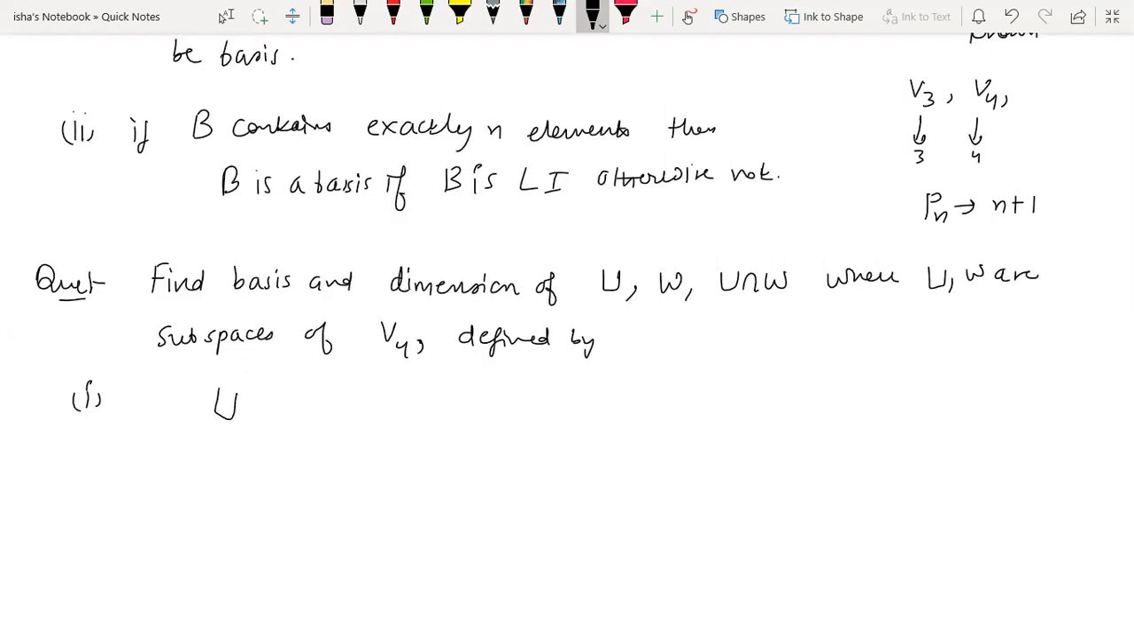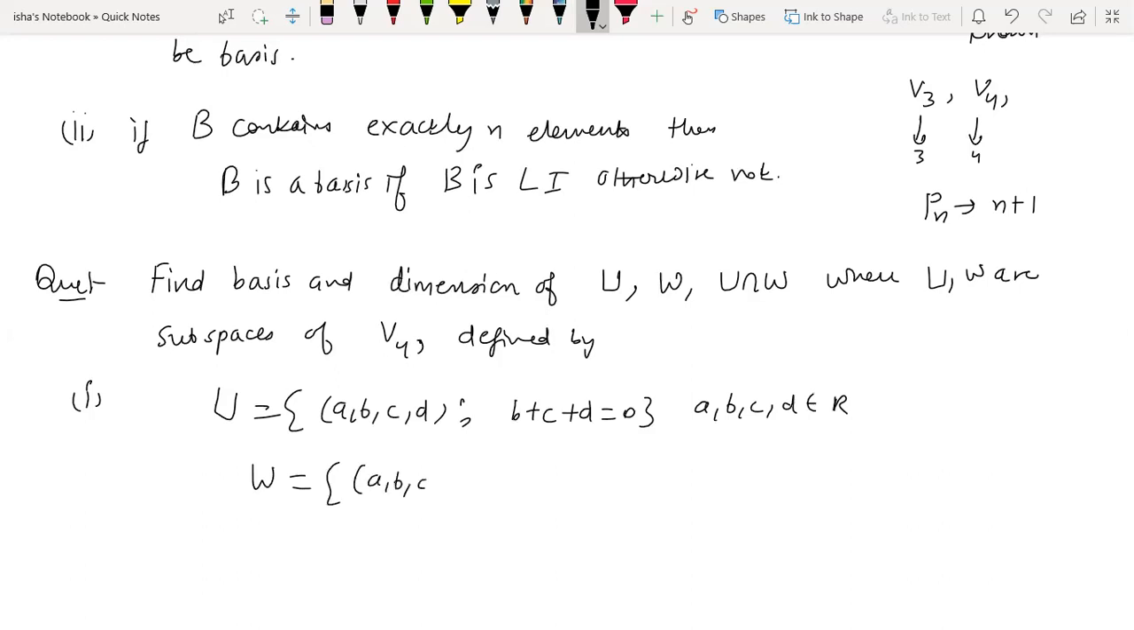Now, what particular U is given to you in this question? U is the set of (a, b, c, d) such that b plus c plus d is 0. Obviously, these a, b, c, d are real numbers. And similarly, W is given as the set of (a, b, c, d) such that a plus b is 0 and c is equal to 2 times d. You can see U and W are both subsets of the vector space V4, because they contain 4-tuples. They are subspaces of V4. So in this question, we don't need to check or prove that they are subspaces, because this is already given to us. All we need to do is find the basis and dimension. So let's see how we do this particular kind of question.